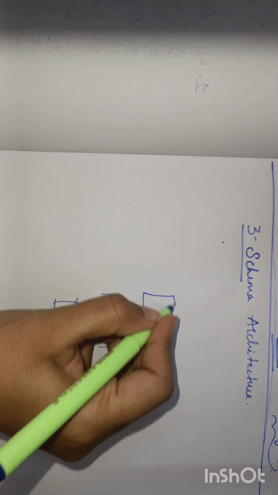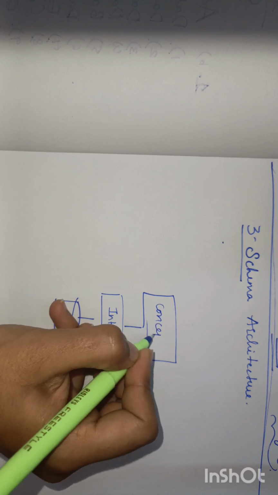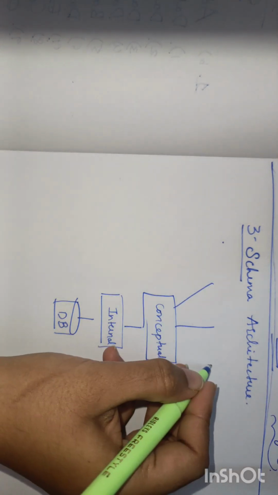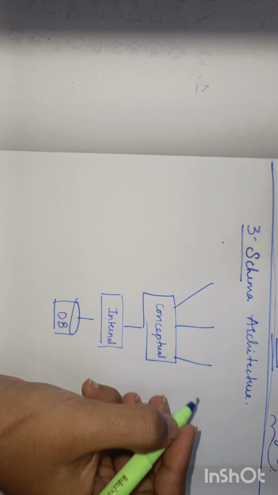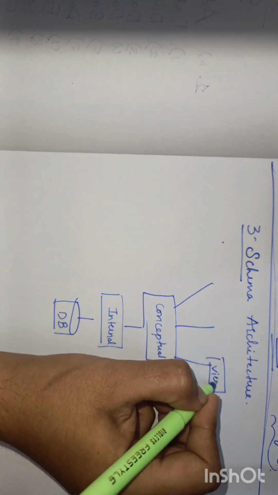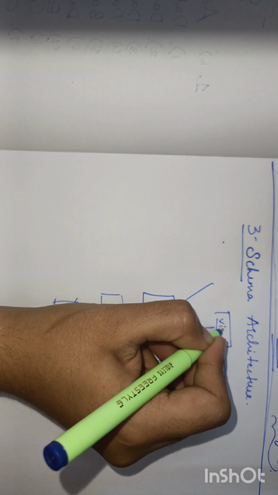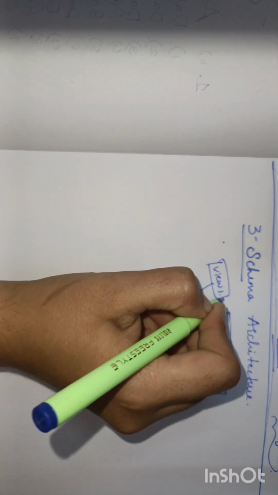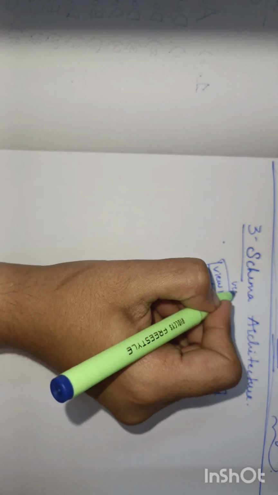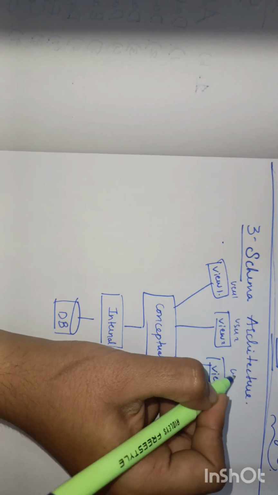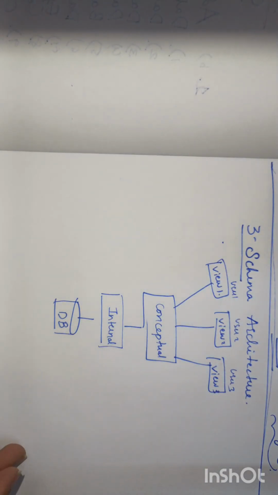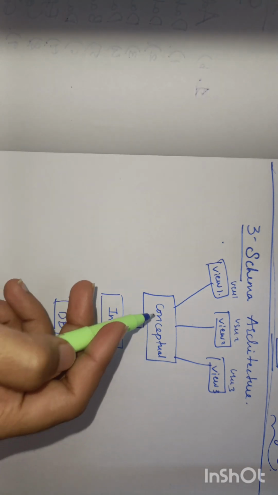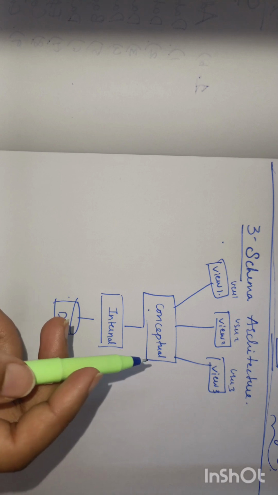And next we have the conceptual schema. Then we have the end user view that is called the external schema. You can write this as view 1, view 2, and view 3. That can be accessed by various users, say user 1, user 2, and user 3. So we have physical database or the internal schema, conceptual schema, and the external schema.